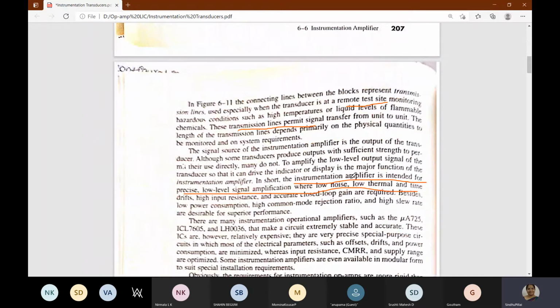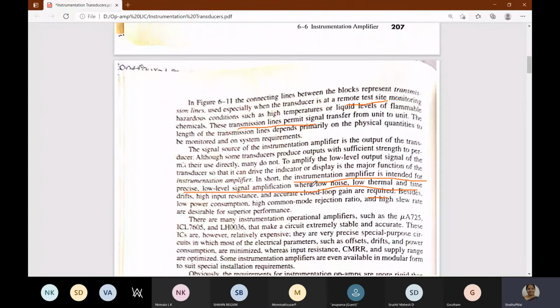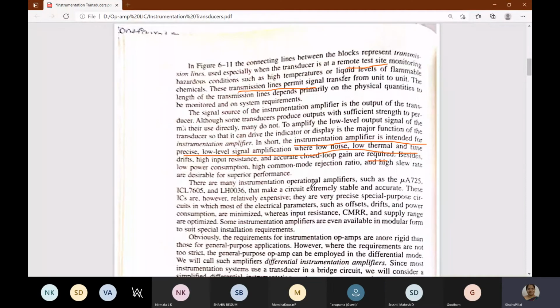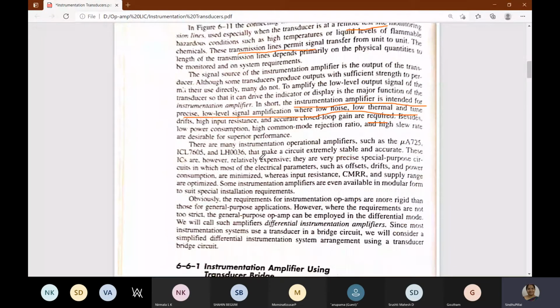And in short, the instrumentation amplifier is intended for precise low level signal amplification, where low noise, low thermal and time drifts, high input resistance and accurate closed loop gain are required. For that, we go with the instrumentation amplifier. That should be clear. And there are many instrumentation operational amplifiers. We have MUS725, ICL7605. Different ICs are made for this purpose.